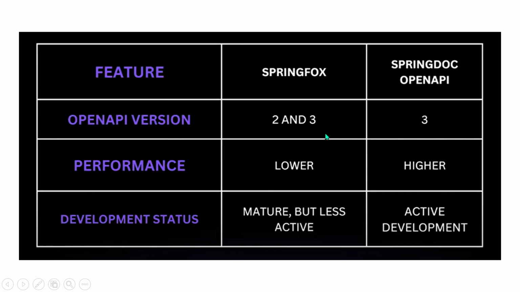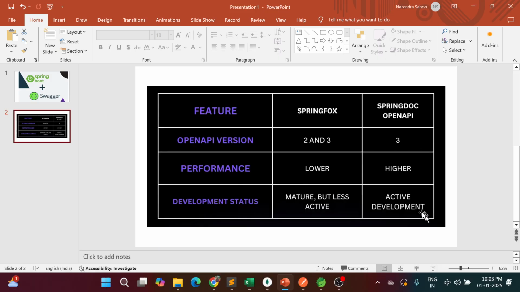So for projects already developed using Spring 2, we cannot use OpenAPI specifications, we have to use SpringFox. Performance wise, SpringFox is lower, and OpenAPI is the latest, so it has good performance. For active development, any new project you will use OpenAPI specifications. I will show you an example using OpenAPI specifications.